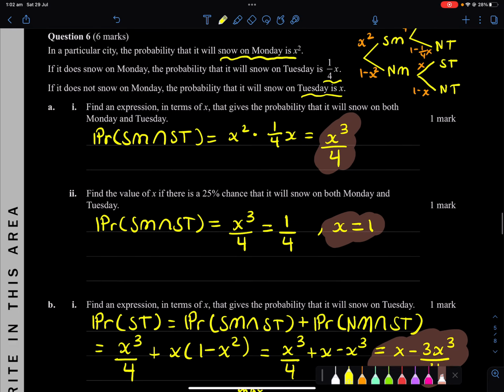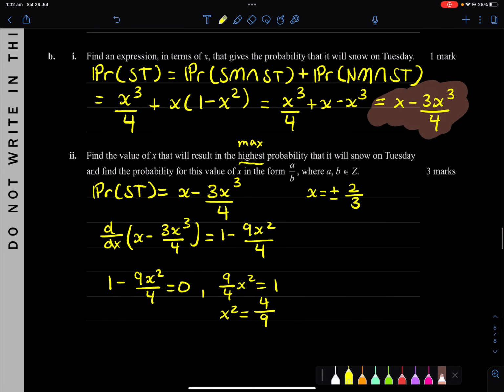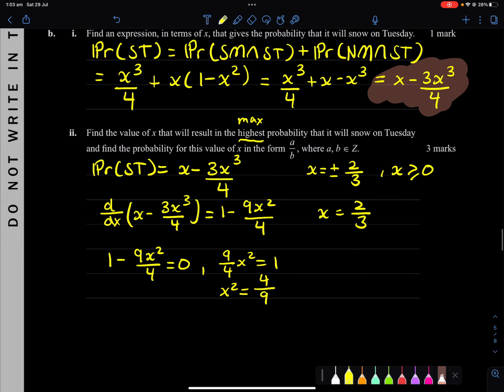Okay, 2 over 3. Can we use both values? Well, they get squared. No, they can't. We can see that x probably must be positive. So we know that x must be greater than or equal to 0, because it probably can be 0. So we can say, therefore, x is equal to 2 on 3. So we've calculated the value of x.